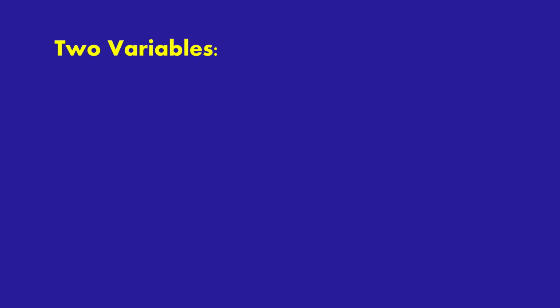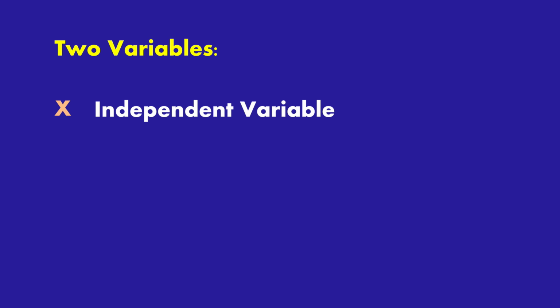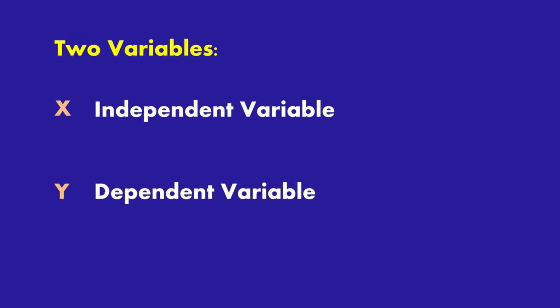In simple linear regression, we have two variables. Let's call them x and y. X is our independent variable and y is our dependent variable. In simple regression, we're trying to predict the y variable using x. In other words, x is the independent variable that we are using to predict y, the dependent variable.